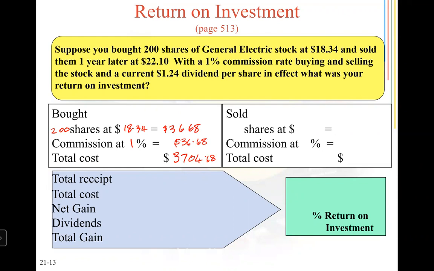All right, Ms. Knowles, tell me what you have for the sold portion of it. 200 times the $22.10, 4,420. And then 4,420 times the 1% would give you the commission on it.